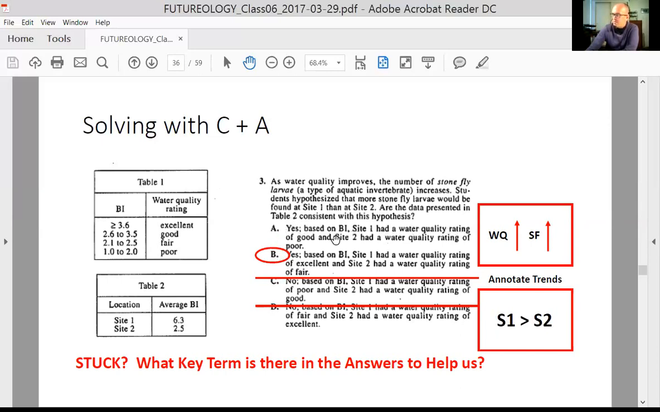A says site 1 has a water quality rating of good, and B says that site 1 has a water quality rating of excellent. Well, site 1 is 6.3. That's a rating of excellent, not good. So it should be B, not A.